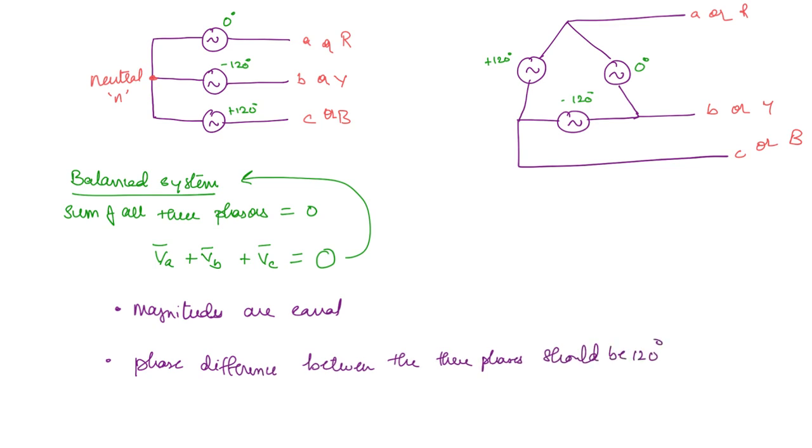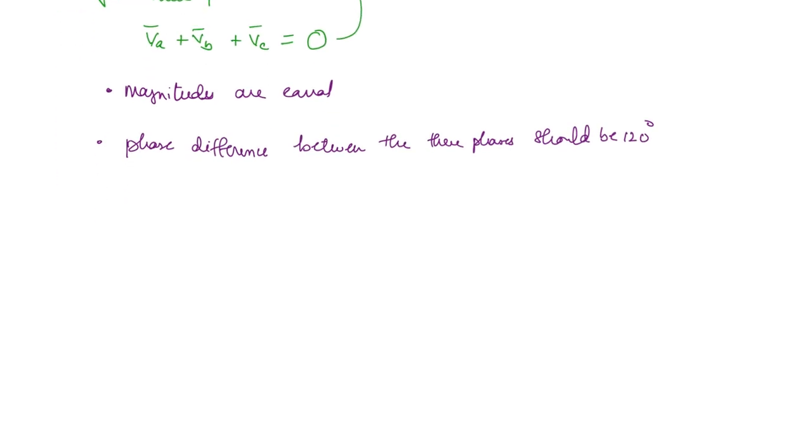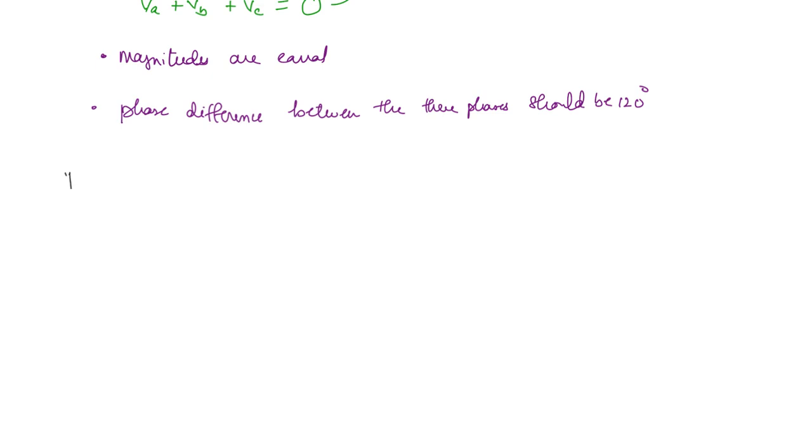So this is what is called a balanced three-phase system. And the next point you need to understand is the phase sequence. So that means we saw that each of the phasors are 120 degrees out of phase with respect to each other. Now if this phase is A and this phase is B and this phase is C, then the phase sequence we call it A, B, C.